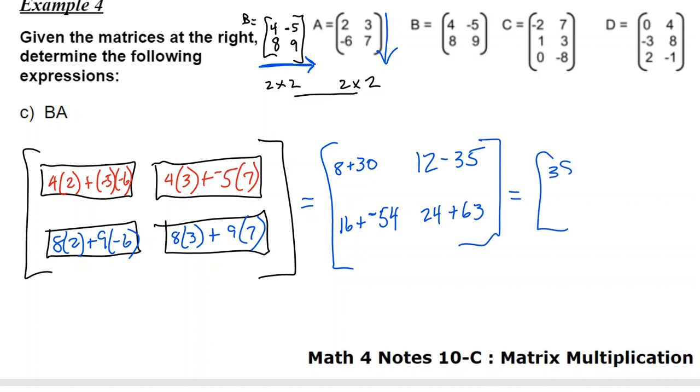I got 38 here. 16 minus 54 is going to give me a -38. How curious. This is going to give me a -23. And this is going to give me an 87 altogether. So that is what B times A is going to look like.